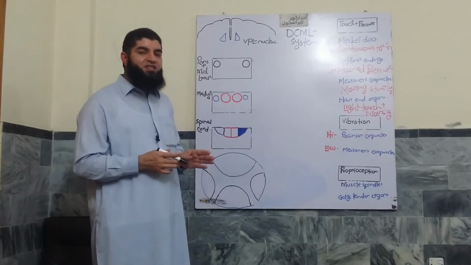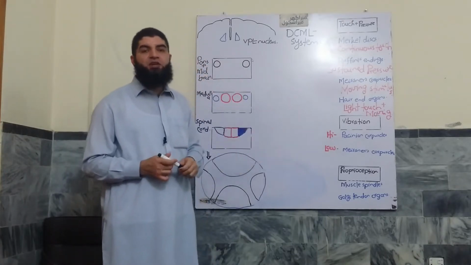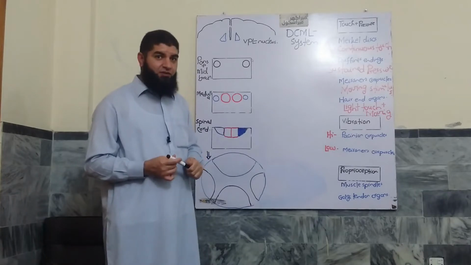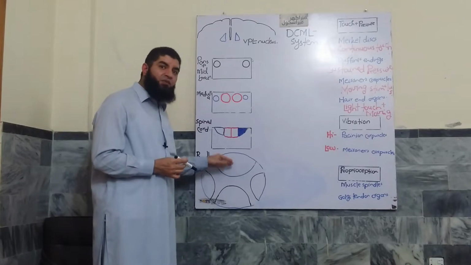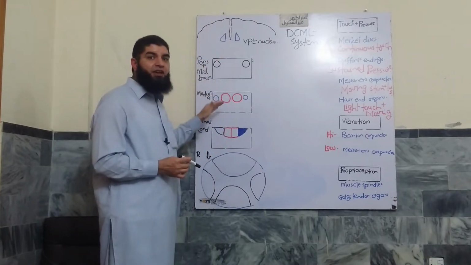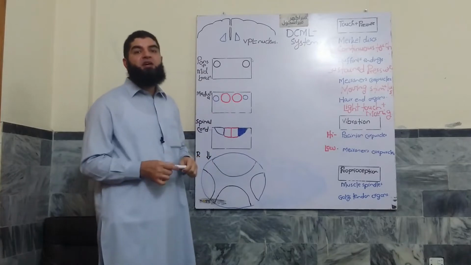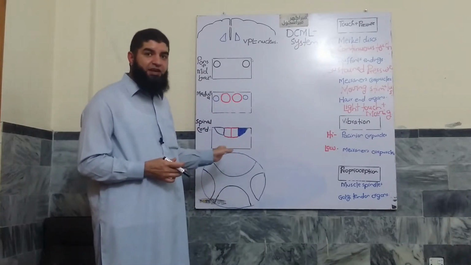We first discuss the type of receptors that will detect that particular modality of sensation. Later, we will discuss its course all the way in the spinal cord till the cerebral cortex. This is the neuroanatomy part. Here we will cover this lecture in three parts. In the first part, we'll cover the neuroanatomy part.